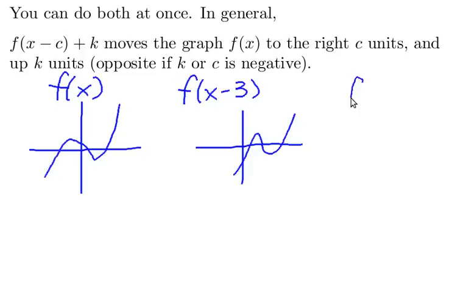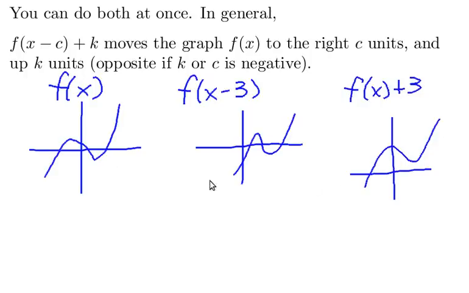But let's say we wanted to move it up. So we'd have f of x plus 3. This would move it up. So now I'd only cross at 1 point instead of 3.